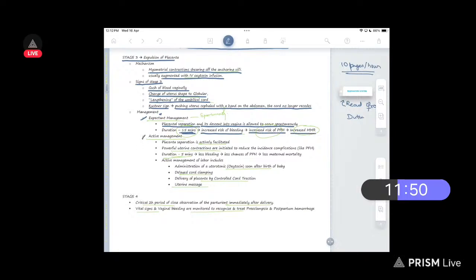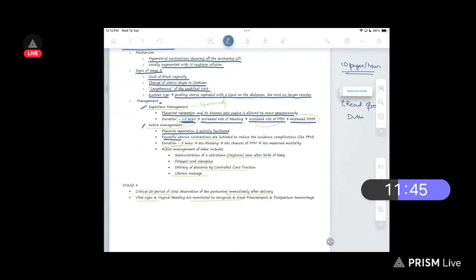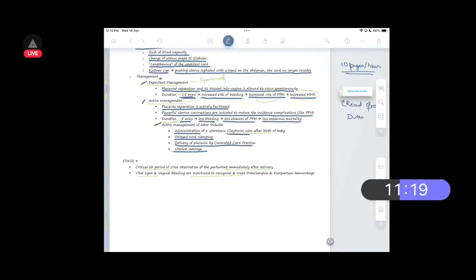Active management is where placenta separation is actively facilitated. Powerful uterine contractions are initiated to reduce the incidence of complications like postpartum hemorrhage, lasting for 5 minutes. Less bleeding, less chance of postpartum hemorrhage, and less maternal mortality. Active management includes administration of oxytocin, delayed cord clamping, delivery of the placenta by controlled cord traction, and uterine massage. All of these are active management of labor.